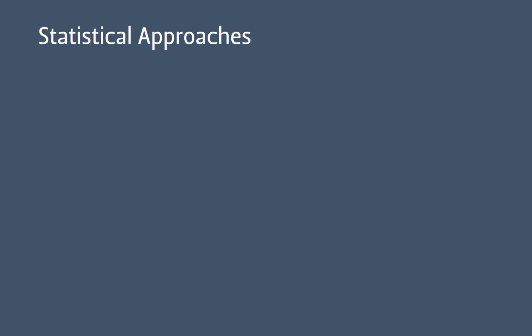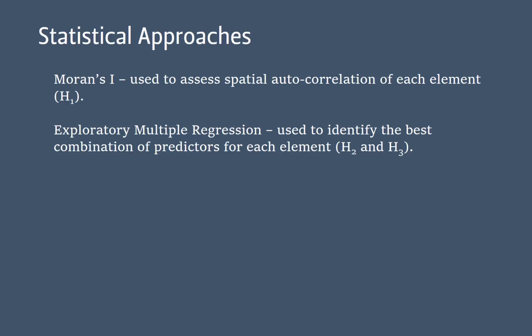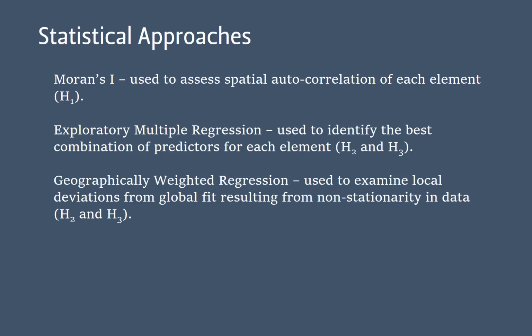To evaluate these hypotheses, I will use 3 statistical methods. First, I will use Moran's index to assess the spatial autocorrelation of each element. Second, I will use exploratory multiple regression to identify an optimal combination of global predictor variables for each element. And third, I will use geographically weighted regression to examine local deviations from global fit that may result from non-stationarity in the data.